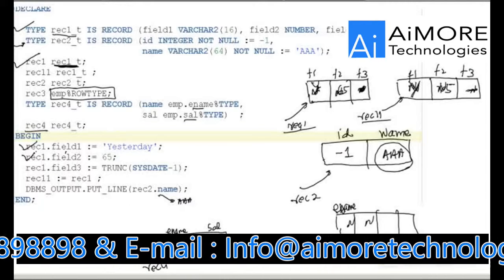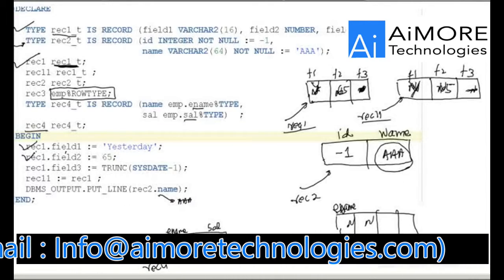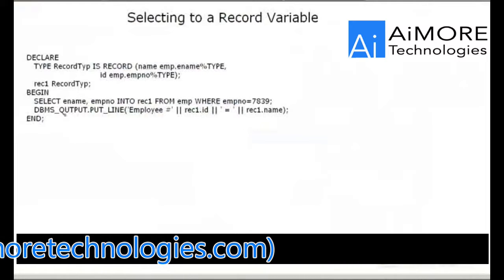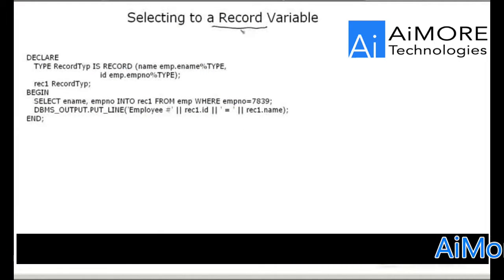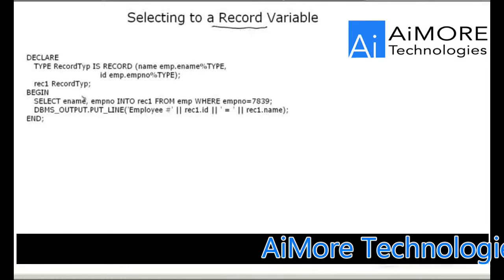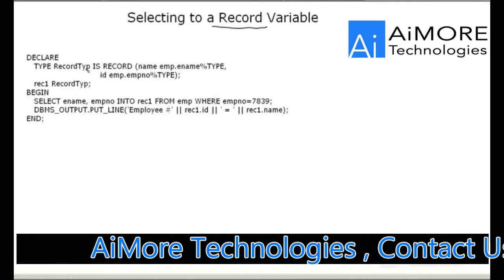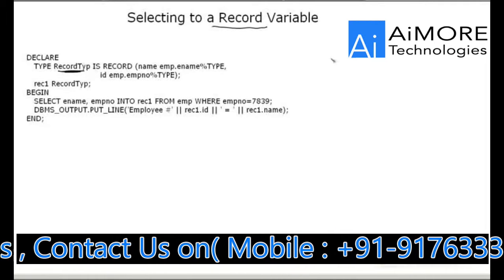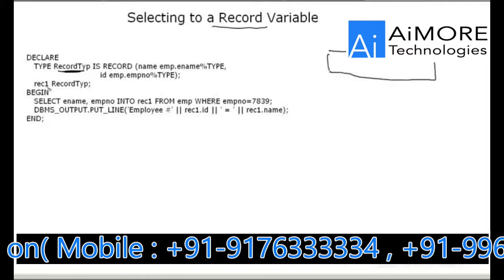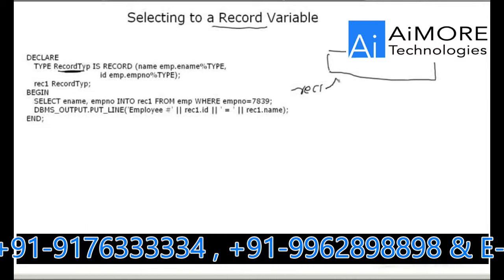The next thing we're going to see is how this can be used in a more effective way. So here is an example. I'm selecting a complete record into a record variable. Here I define a type which is a record type, and this rec1 is of that record type.